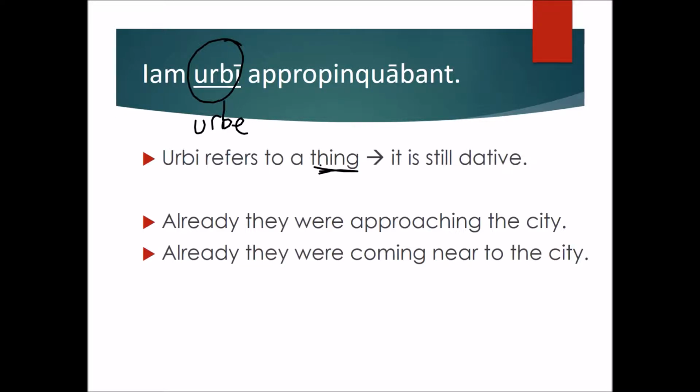Otherwise, that's all for now. You guys should now be able to identify whether a word that is ambiguous is in the dative case or the ablative case.